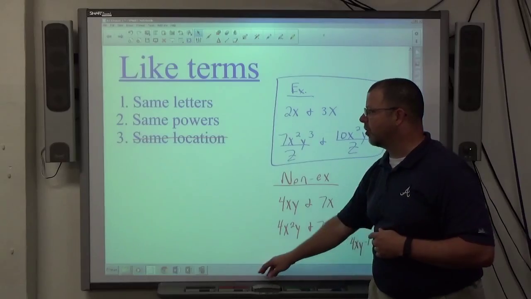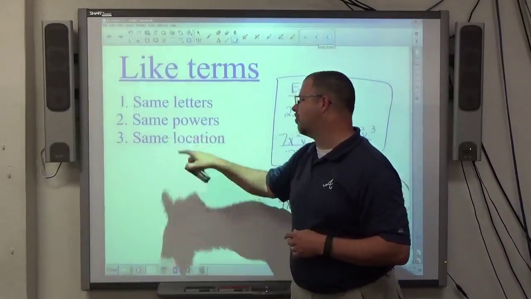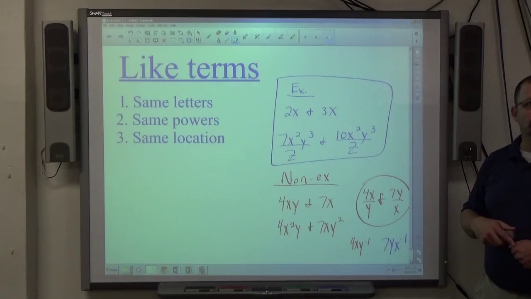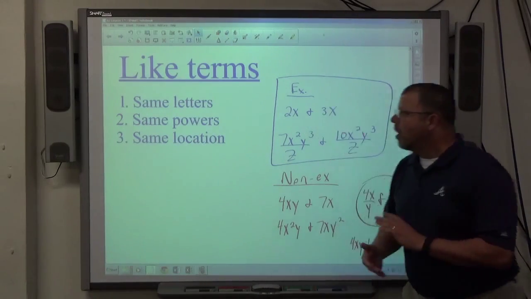I think it's easier just to do the same location. Just have that third check. So bottom, top doesn't work. They're not like terms. All right.